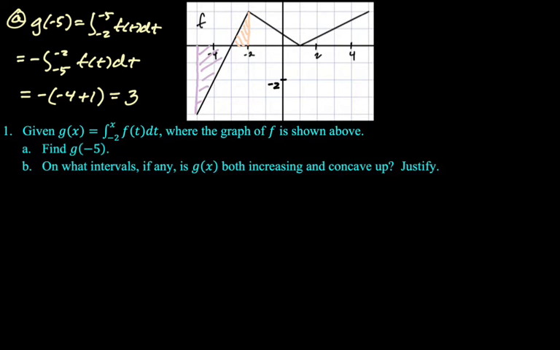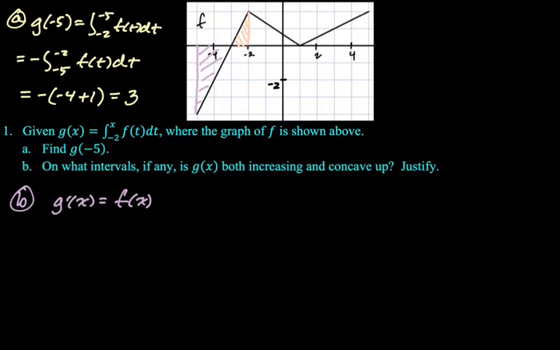All right. On what intervals, if any, is g of x both increasing and concave up? And then we want to justify. So increasing, concave up. Increasing means the derivative, g prime, is f of x. We got to get that down. So that's the second fundamental theorem. It's really f of x times 1 because the derivative of the upper bound is 1. All right, so we need g prime to be positive and we need g prime to be increasing because we want g to be increasing and concave up.